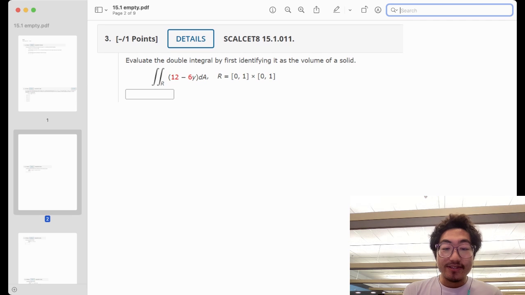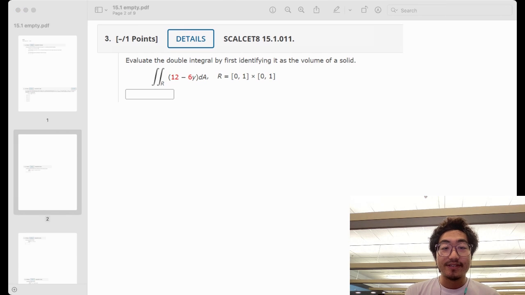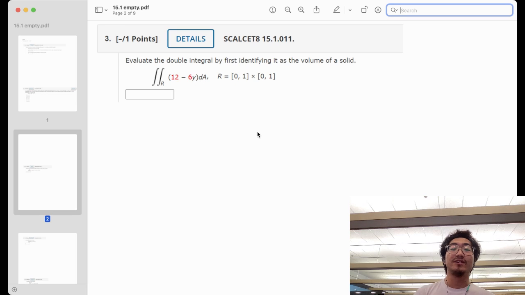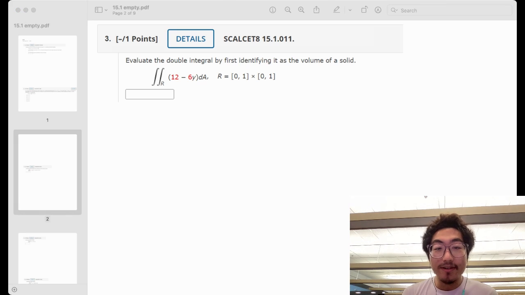Number 3 is about how to set up the integral, which is what we are talking about today: how to set up a multiple integral. We have 12 minus 6y as your function, dA, and this is the region, 0 to 1 and 0 to 1. This can be x times y, so x from 0 to 1 and y from 0 to 1. You may wonder what to put for the upper bound and the lower bound.